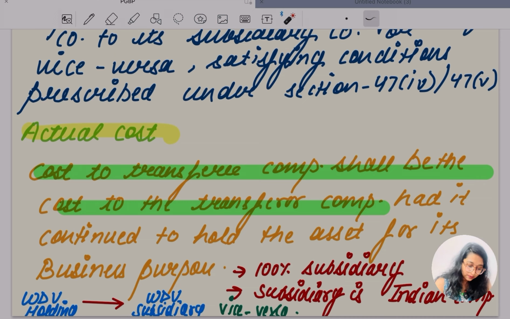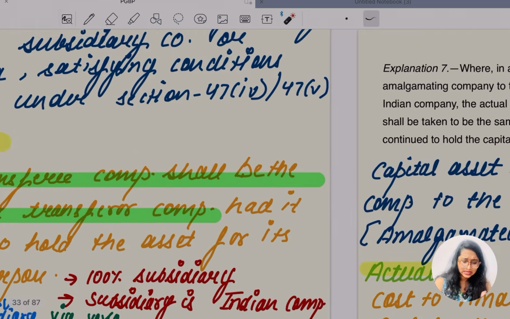Where the WDV of holding is going to be the WDV of subsidiary. What if it is transferred by the subsidiary? Then the WDV of subsidiary is going to be the WDV of holding, vice versa. So it is simple: the cost of the transferee company shall be the cost of the transferor company. Understood this much, no need to read more here.